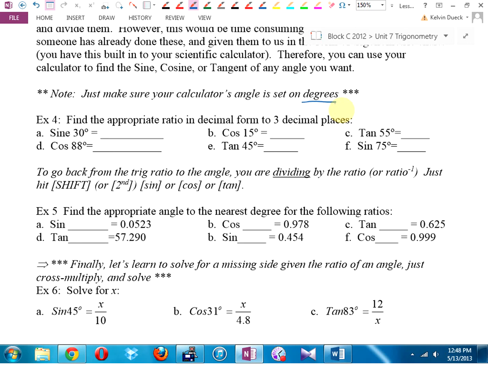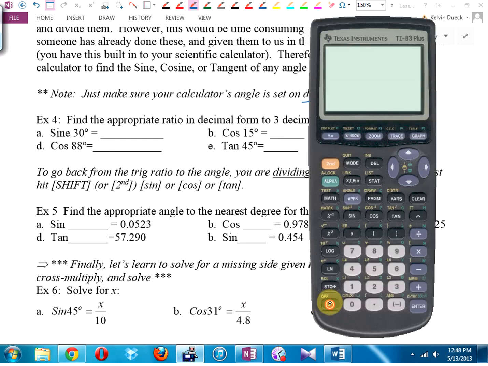Now, if you're not sure, we're going to find out, because example 4 says, find the appropriate trig ratio in decimal form to 3 decimal places. We're going to find the sine of 30 degrees. On most of your calculators, what you are going to do is press the sine button, type 30, and then press equals. And if you do that, you should get 0.5.